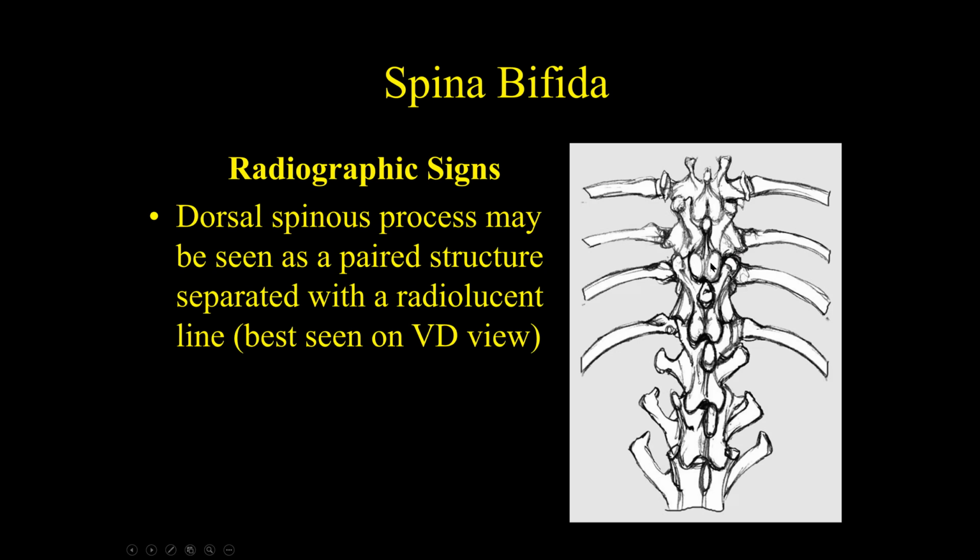So again, the right and left sides didn't fuse right. Same here. Here they did, here they did, here they did. So you either look for the lack of a dorsal spinous process, or you look for two of them at one spot sitting right next to each other, which isn't normal.